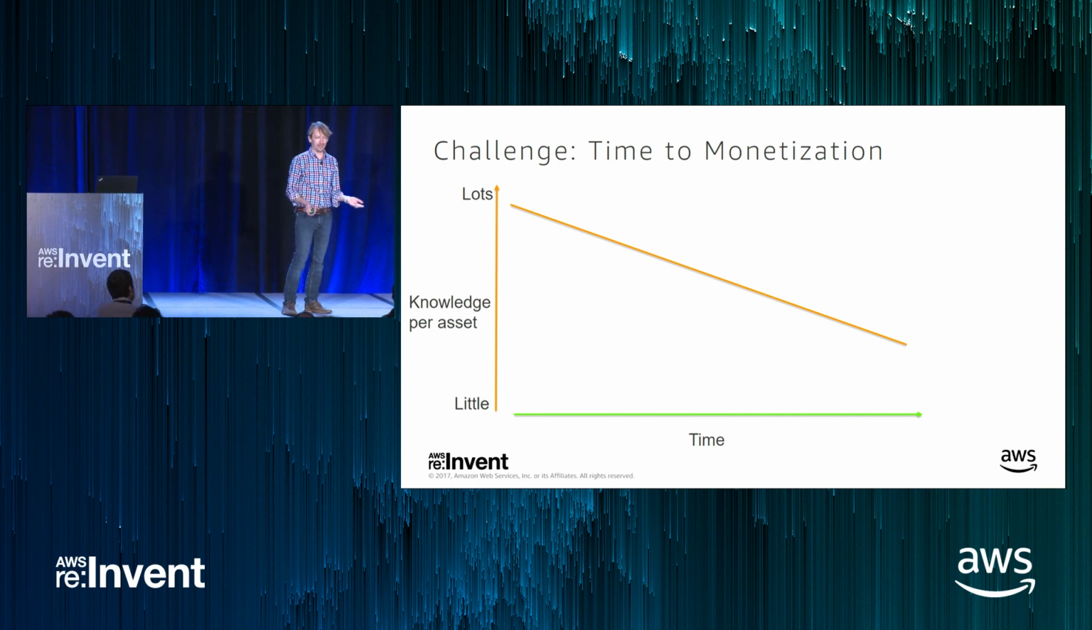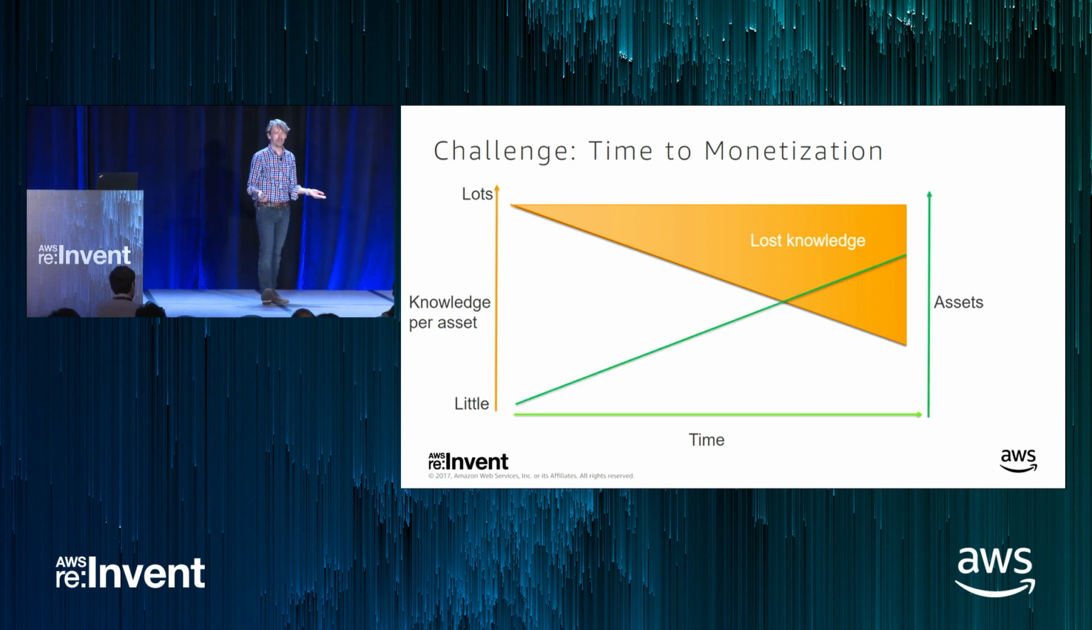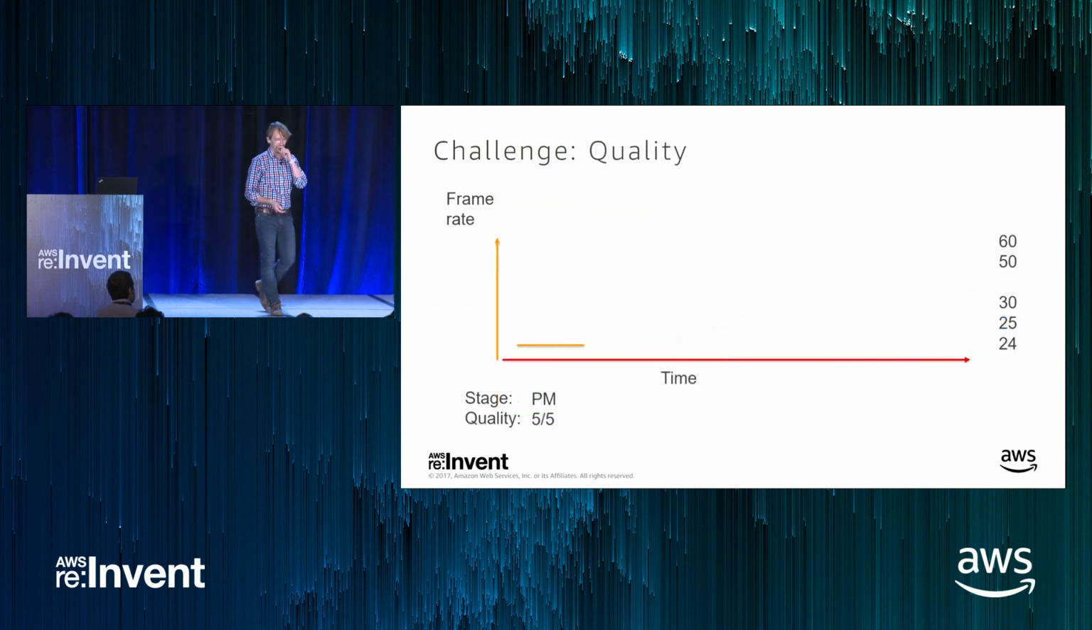And so if you think about it, over time, that lost knowledge results in really a reduced speed of exploitation. Right? So now we're way down the line. We're operating in this sort of orange zone up here. We know less than we ever knew about this asset, but we're looking for exploitation speed. So what's causing that? I think one of the problems we have is quality.